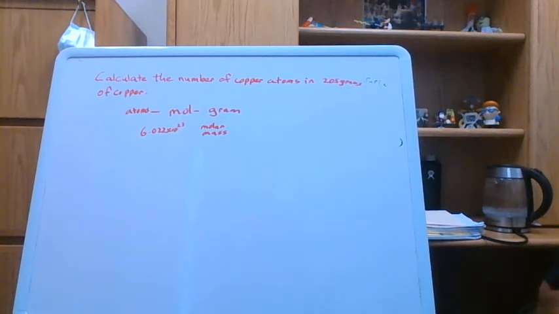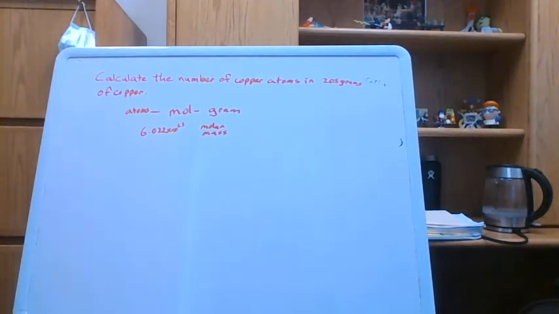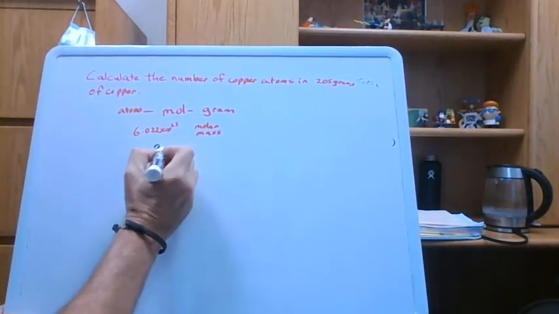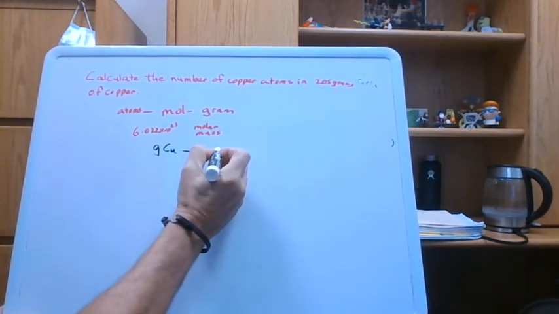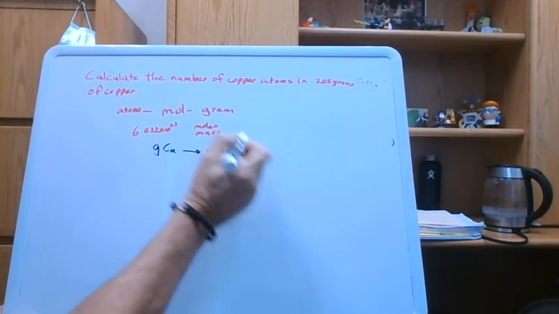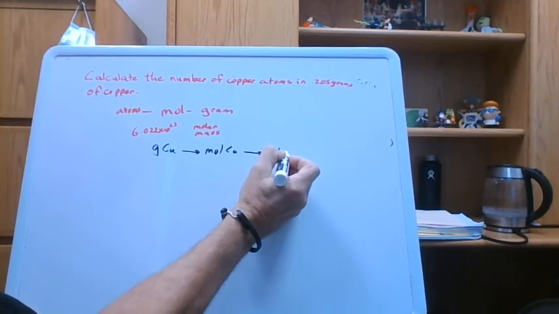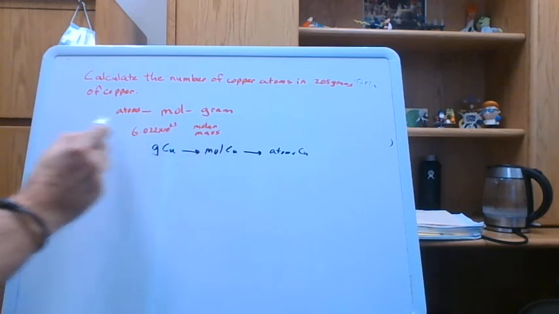So let's look at this problem: calculate the number of copper atoms in 205 grams of copper. The first thing you usually want to do is draw a little road map of where you're headed. So we know that we have grams of copper, so we're going to start with grams of copper. If we're at grams, the only place we can go is moles, so we're going to go to moles of copper. And then where we're headed is we want to know the number of copper atoms, so we're going to go to atoms of copper, and that's the direction we're going. We're going just across this way on our mole map.